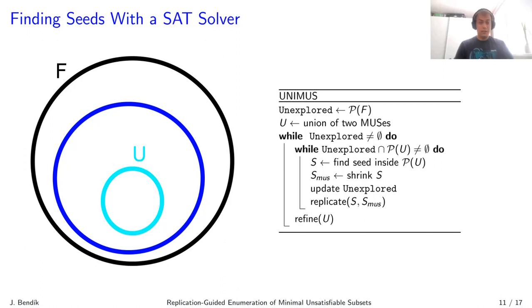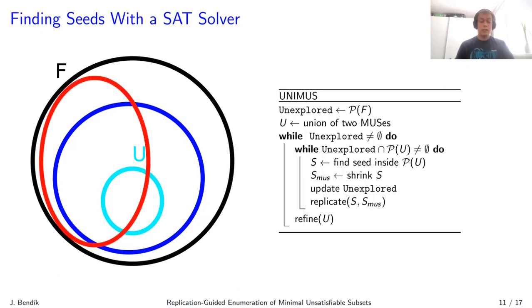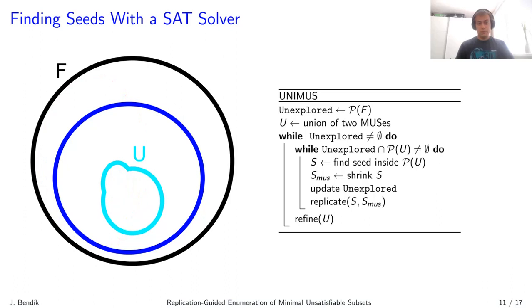To do that, we find a seed inside the whole formula F. So we ask the map solver for a maximal unexplored subset like this, we check it for satisfiability, it's satisfiable, so we ask for another one, we check it for satisfiability, it's unsatisfiable, so we shrink it to a mousse, and we use the mousse to enlarge the under-approximation U. And now we find all mousses in the under-approximation, and we repeat this process until we identify all mousses of the input formula F.